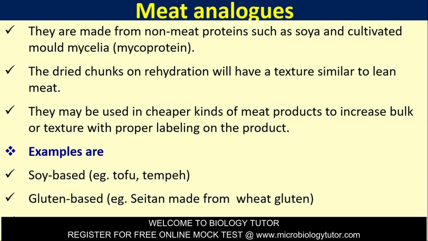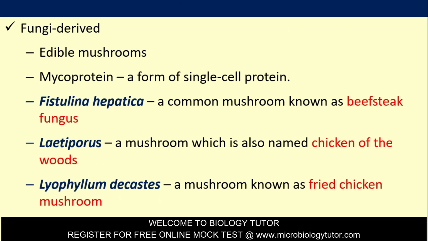Meat analogues. What are the meat analogues? They are made from non-meat proteins such as soya and cultivated mold mycelia that are known as mycoproteins. The dried chunks on rehydration will have a texture similar to lean meat. They may be used in cheaper kinds of meat products to increase bulk or texture with proper labeling on the product. Examples are soy based ones, example tofu and tempeh. Gluten based, example seitan made from wheat gluten. Dairy based ones, example paneer, Glamorgan sausage. Fungi derived: edible mushrooms.